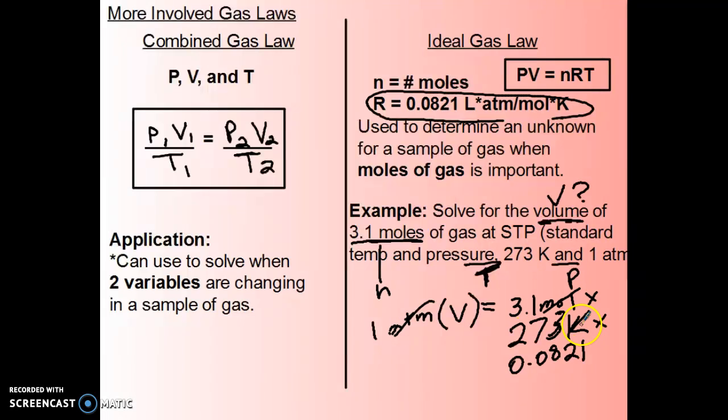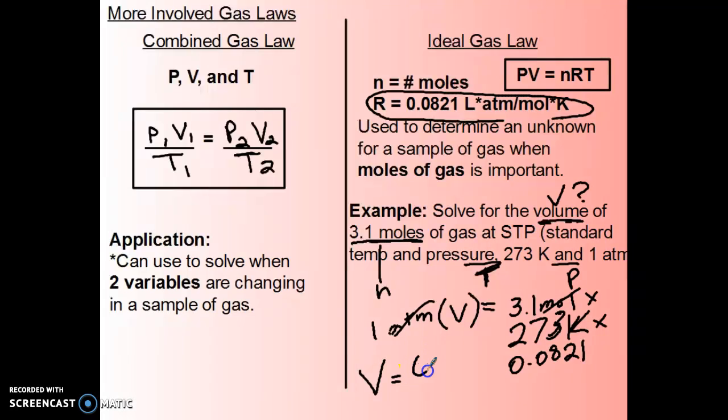Okay, so we can multiply these three numbers, and then to get V by itself, we would have to divide by 1. We know that dividing by 1 will give us the same exact thing we had before. So when we get a calculator, our volume should be, hopefully I did this right, in my calculator the first time, 3.1 times 273 times 0.0821.